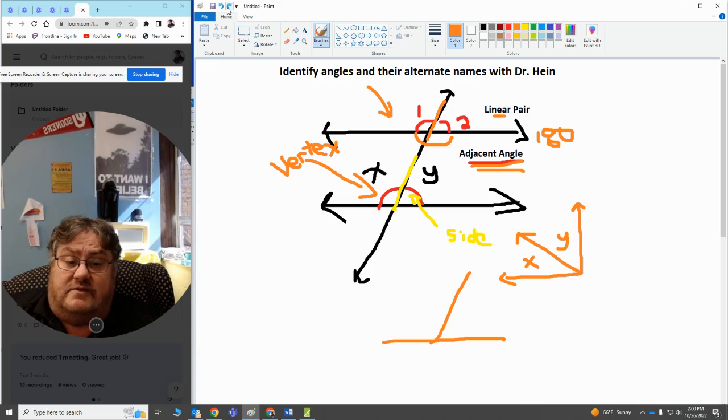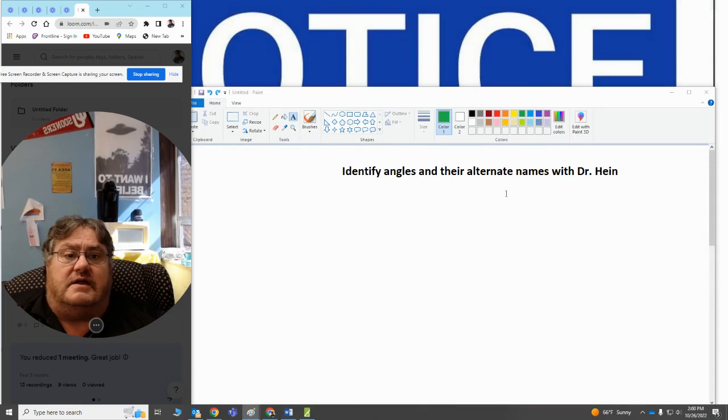So if we had two angles, and there we can identify a straight line, we would call angle 1 and bottom a linear pair. It is also called adjacent angle, but this one is only called an adjacent angle because it doesn't have a straight line. Okay. All right, another set of angles.